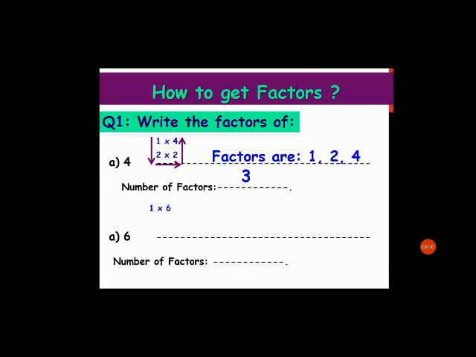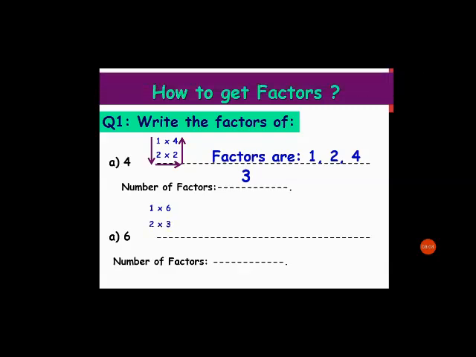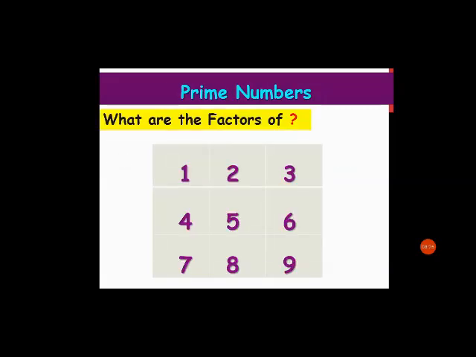As for number 6, we say 1 times 6, 2 times 3. Shall we write 3 times 2? It equals also 6. No, we don't write it because it's repeated. It's exactly the same as 2 times 3. It does not give new information. So 1, 2, 3, 6. We go from left to right as follows. So factors are 1, 2, 3, and 6. So number of factors are 4.